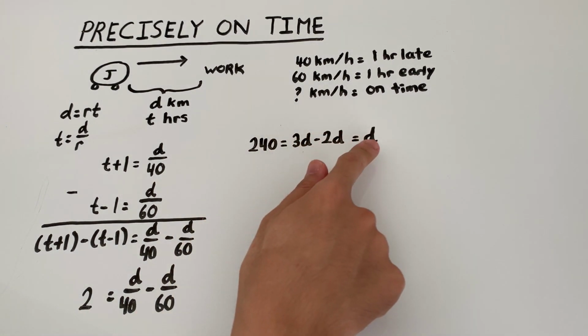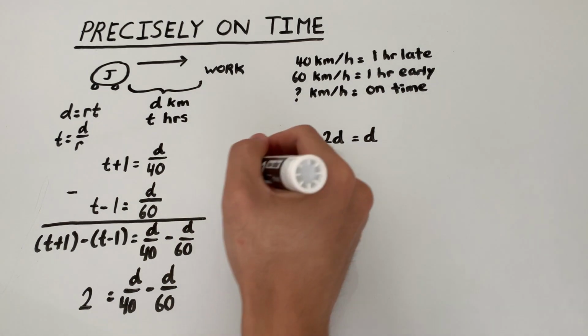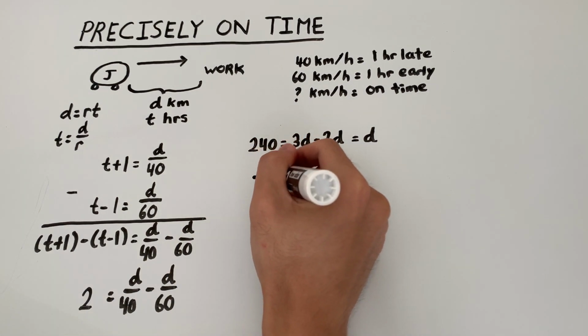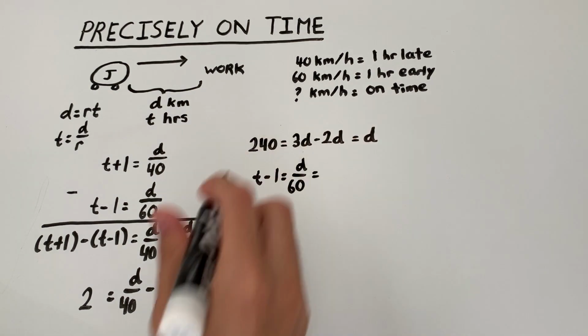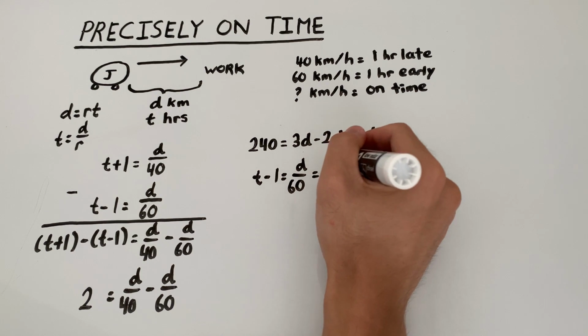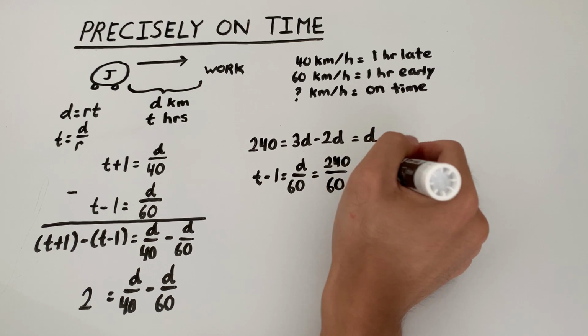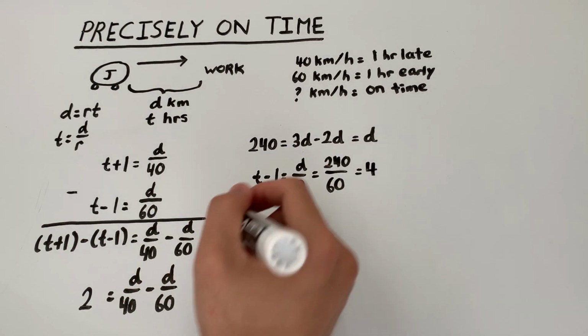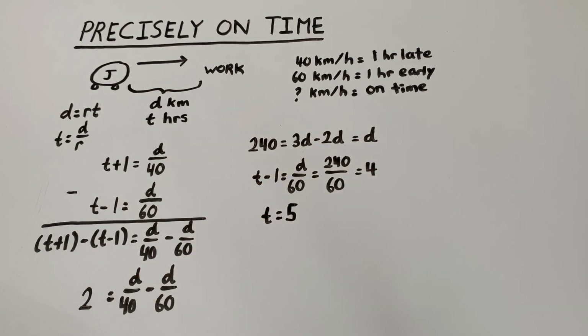And now that we found our value of d, we can plug that into any one of these two to find the time. It doesn't really matter which one you pick, but let's say we go with t minus 1 equals d over 60, which is 240 over 60, which is 4. So once again, we'll find that t equals 5.